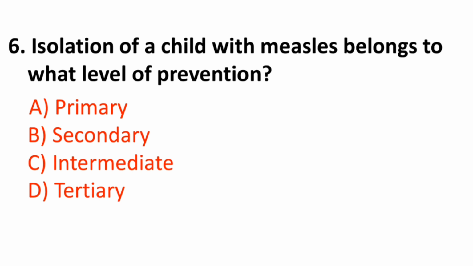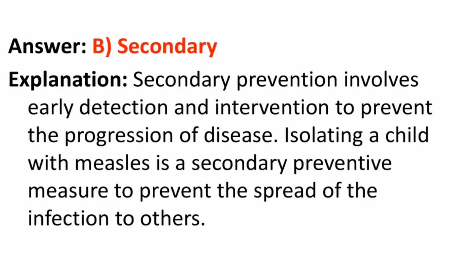Isolation of a child with measles belongs to what level of prevention? Option A, primary. Option B, secondary. Option C, intermediate. Option D, tertiary. The correct answer is option B, secondary.